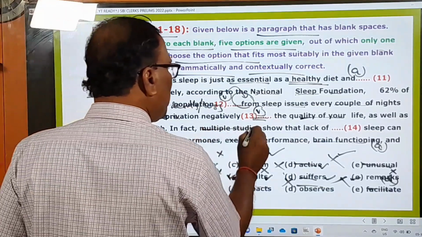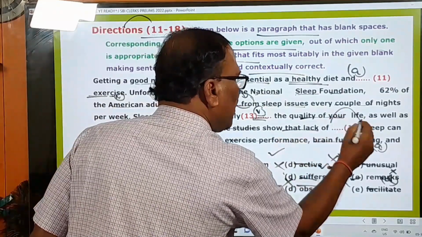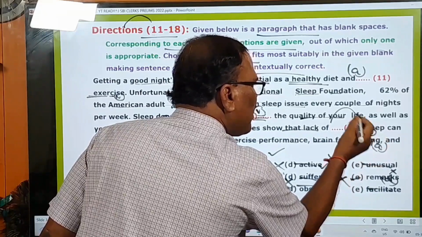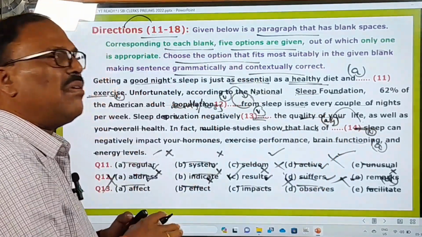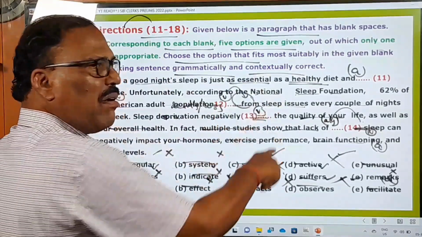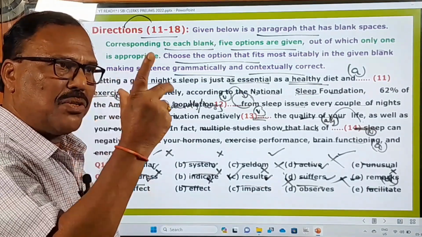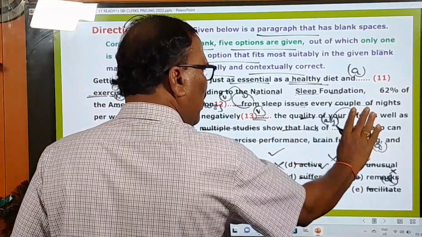And now let's go to fill in the 14th blank. In fact, multiple studies show that lack of dash sleep. See here, a noun is used after this blank. So noun means there must be some adjective here. It's a logical thinking. When there is a noun, there must be some adjective. So in that way also you can guess the answer. Here must be an adjective, damn sure an adjective, right?